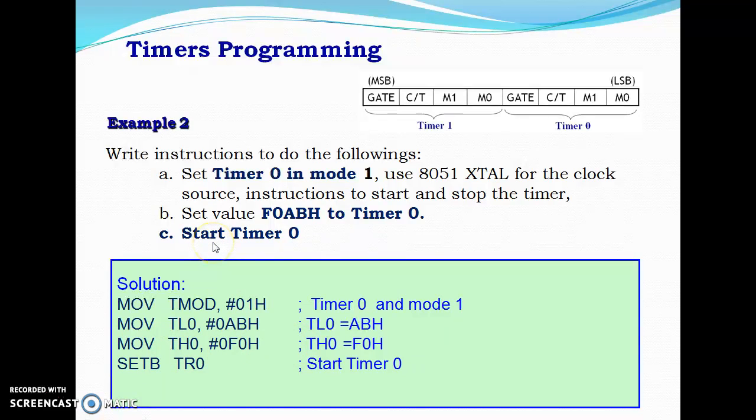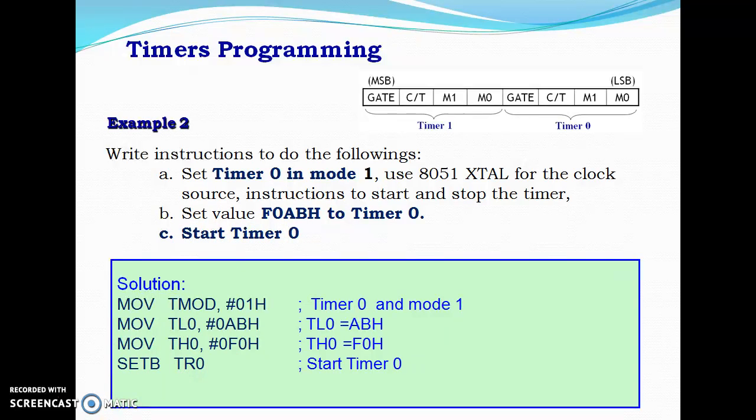Now the last case, we have to start timer 0. To start this timer 0, we have the timer control bits, and in that we can use the TR0 bit of the timer. The TR0 bit is used as a timer set bit or reset bit. With the help of this we can start or restart the timer. So SETB TR0 indicates that we set the timer 0 bit. Timer 0 can be started with the help of this particular instruction, SETB TR0. So by these three instructions we select timer 0 in mode 1, load the value F0ABH as the counting value to timer 0, and start timer 0 with SETB TR0.